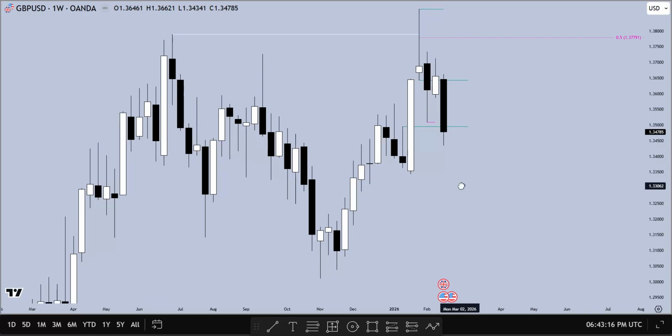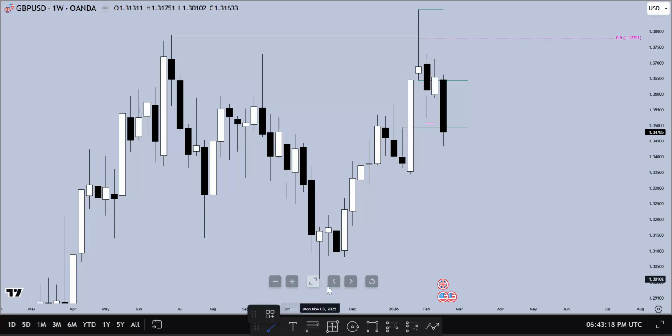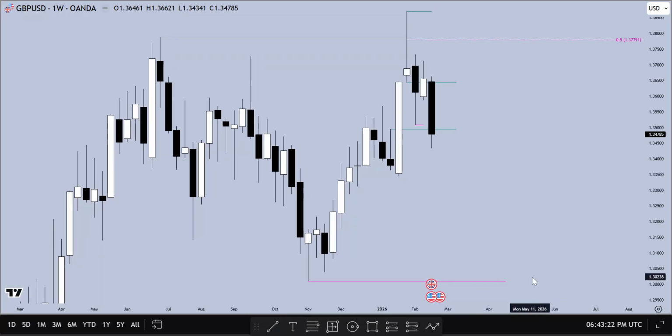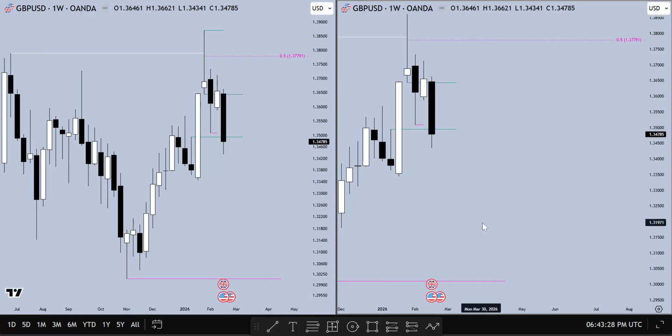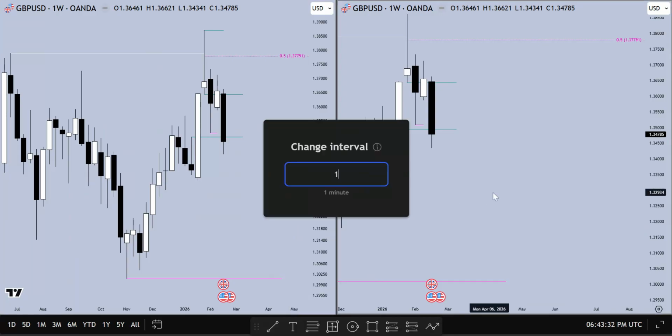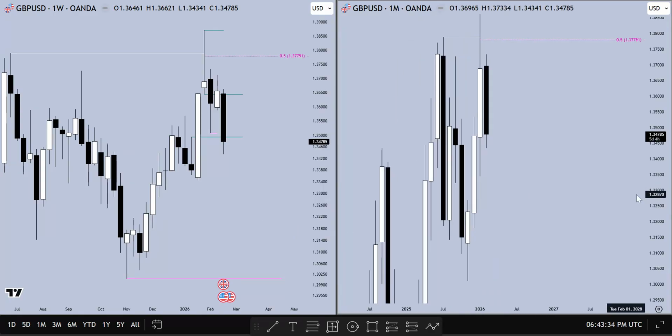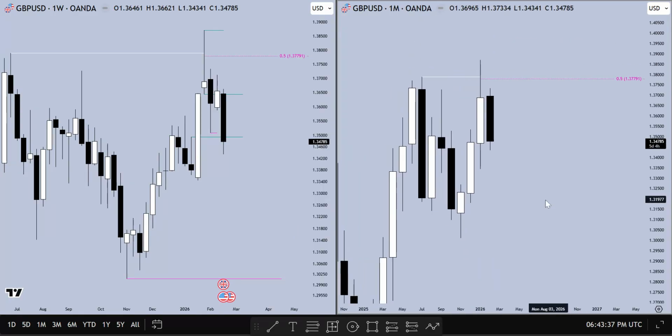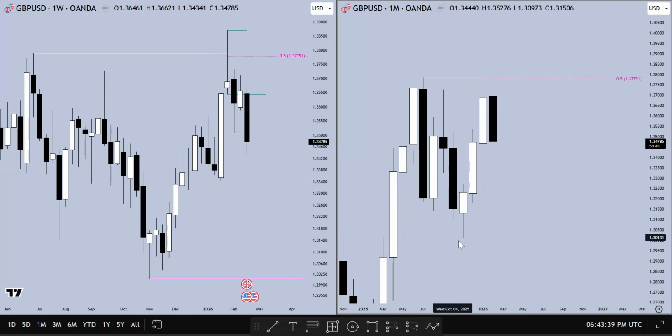Where is it going to go? Right there. It is very likely to see the market engage these equal lows. And which one is that low? It is this monthly short-term low.